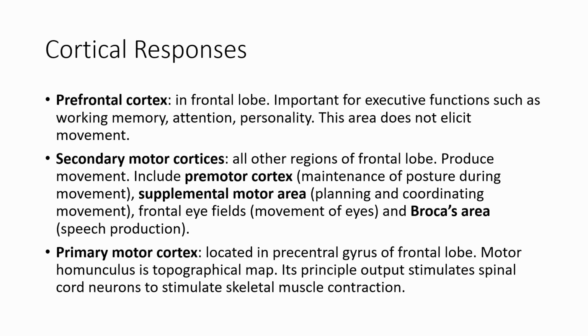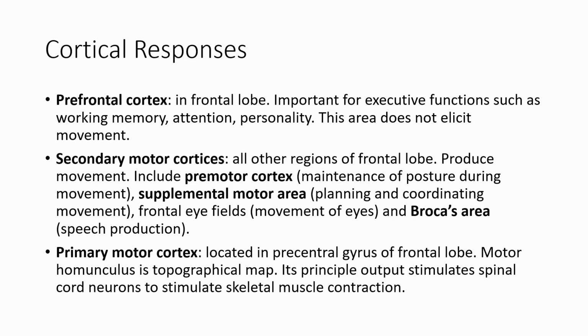This includes the premotor cortex and the supplemental motor area. These are important for maintaining your posture during a movement so that you don't lose your balance, and for planning and coordinating that movement. There's also the frontal eye field, for the movement of your eyes, and Broca's area, which allows you to produce speech. So all of these areas are going to help make a smooth, coordinated movement. The primary motor cortex is what's generally going to be sending out the signals to cause muscle contraction. So it's the main player, and the secondary motor cortices are all helping out.